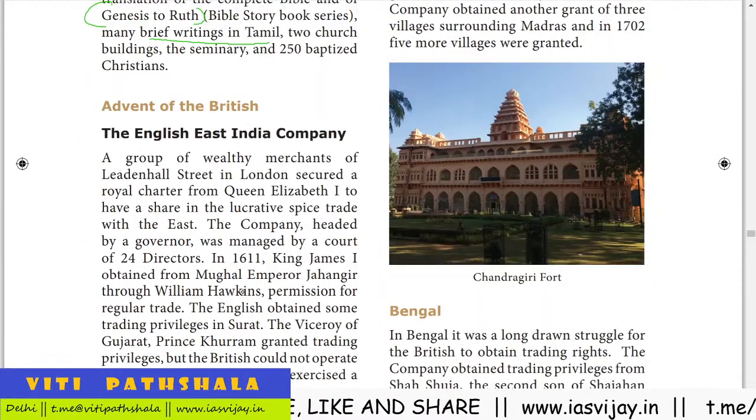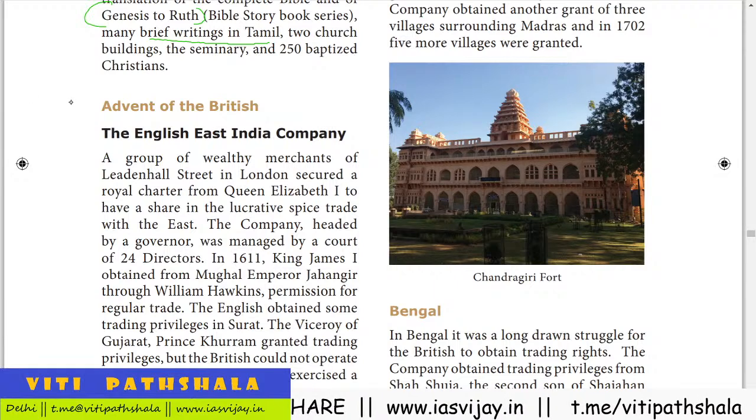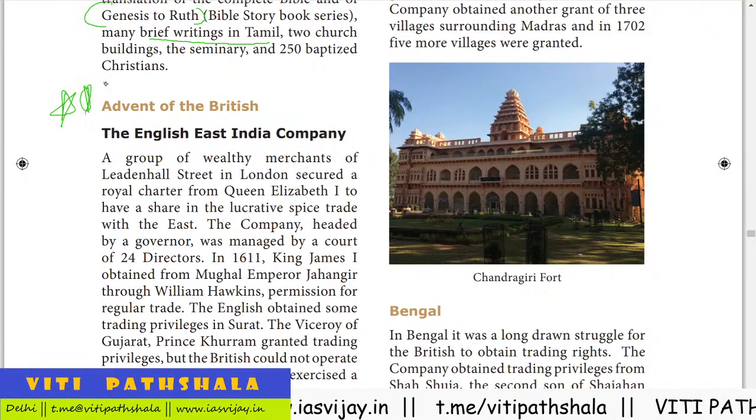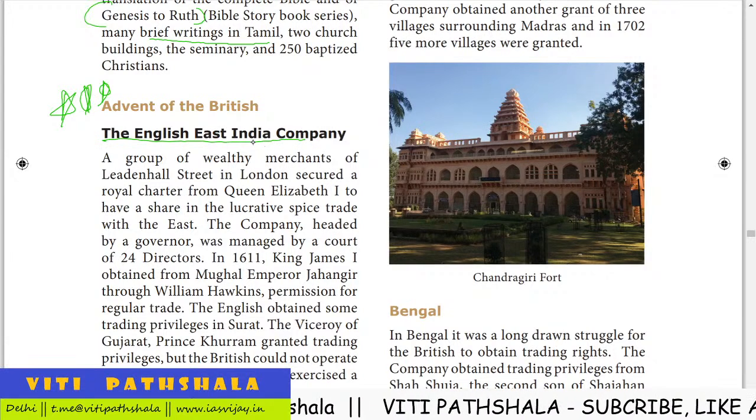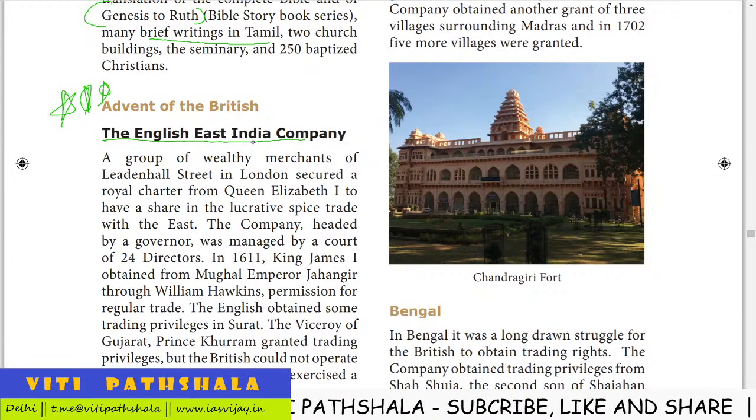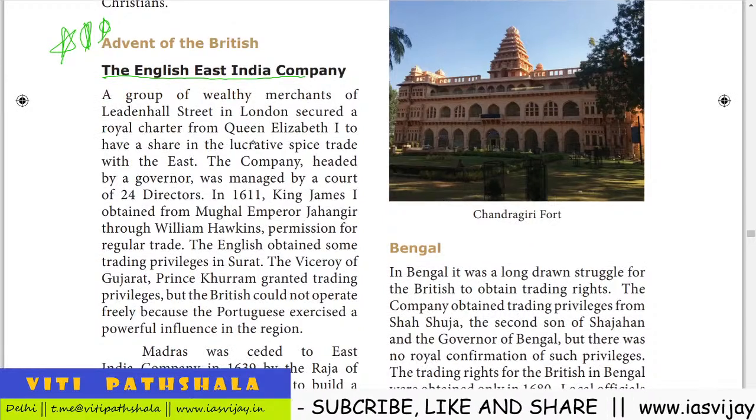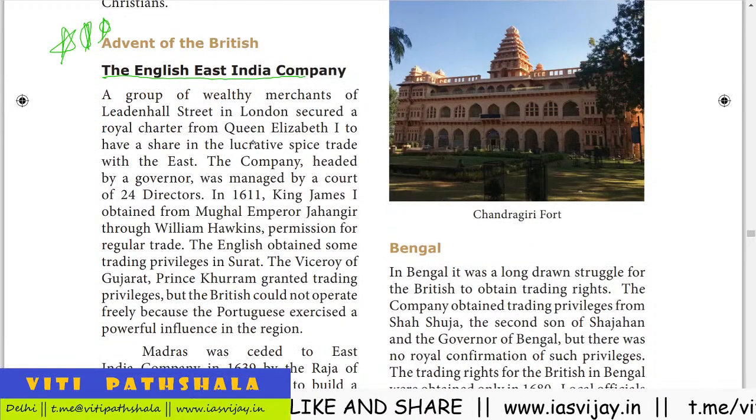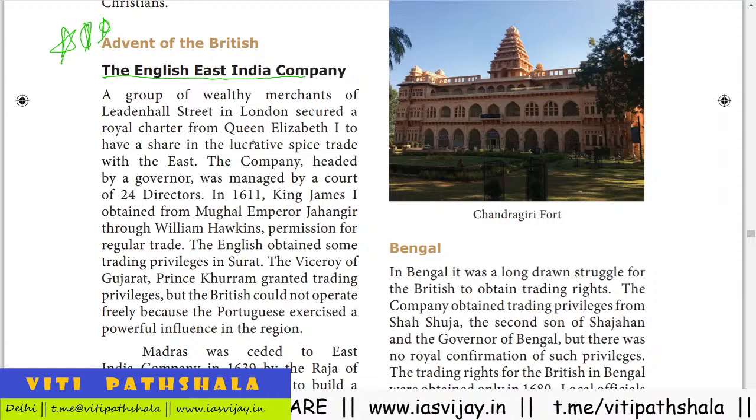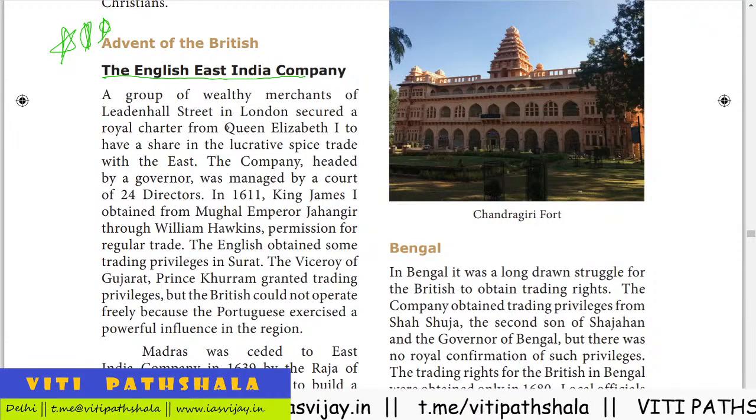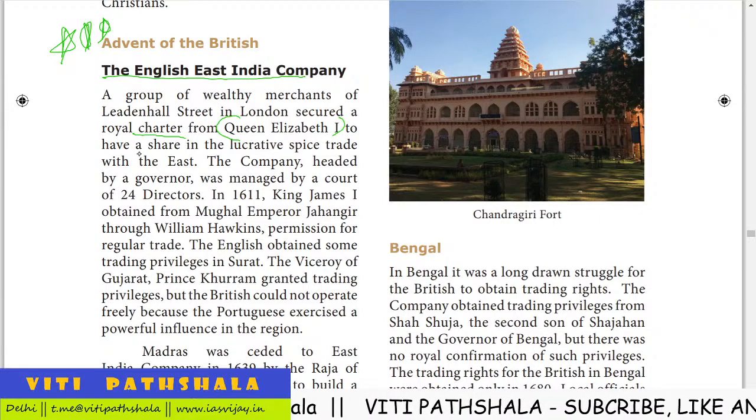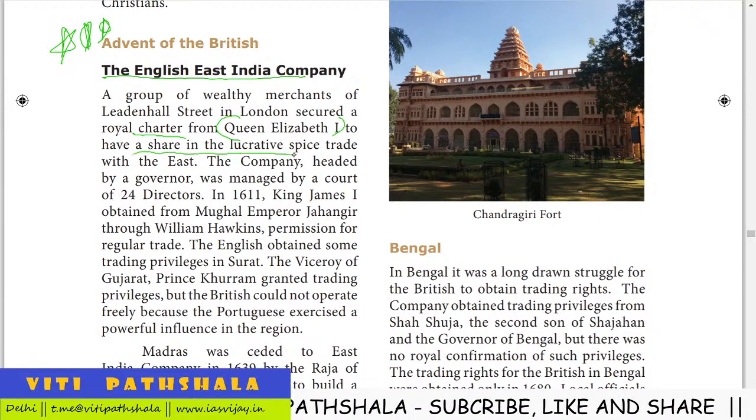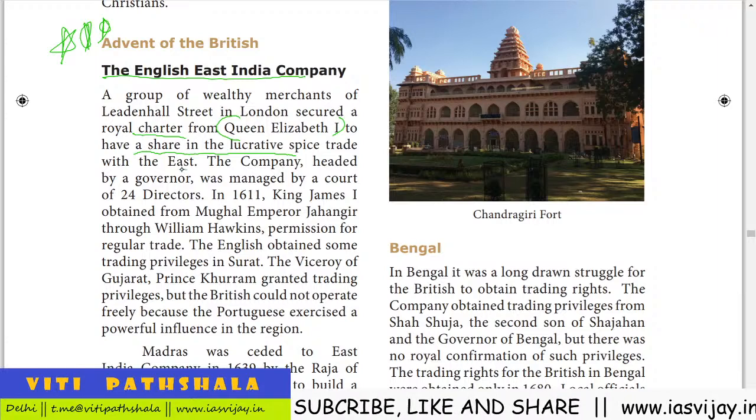Next, and the important part, is the advent of the Europeans. The East India Company, or the English East India Company, as it is commonly called. A group of wealthy merchants of Leadenhall Street in London secured a royal charter from Queen Elizabeth I to have a share in the lucrative spice trade with the East.